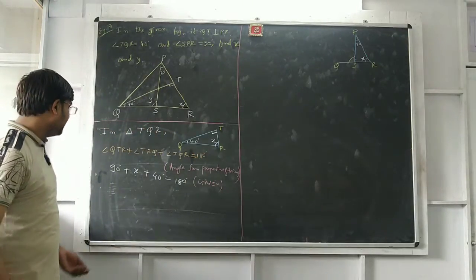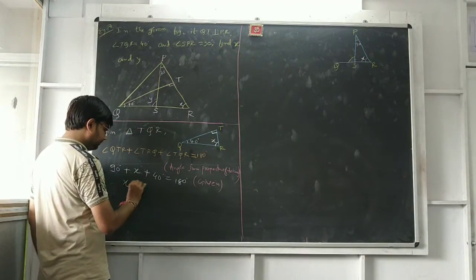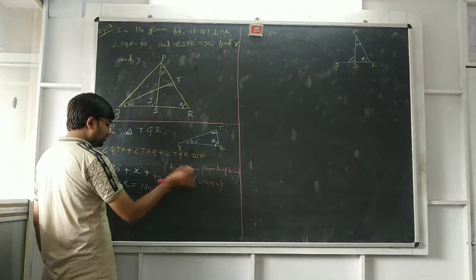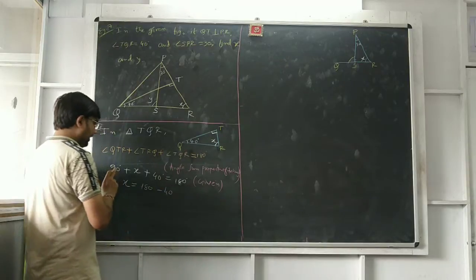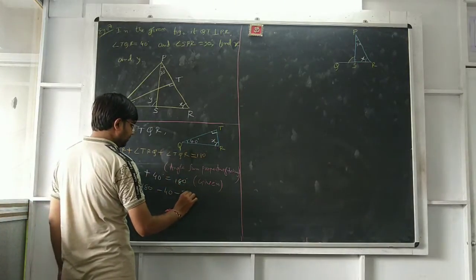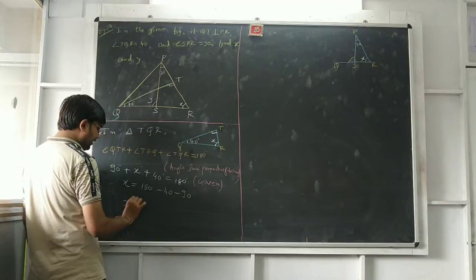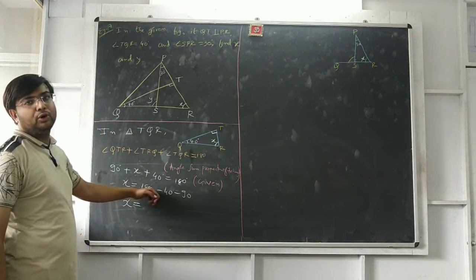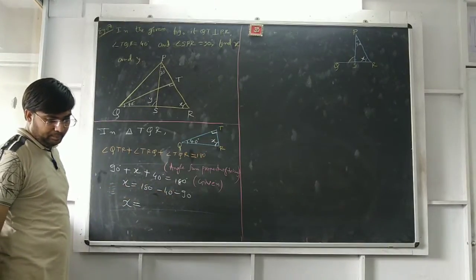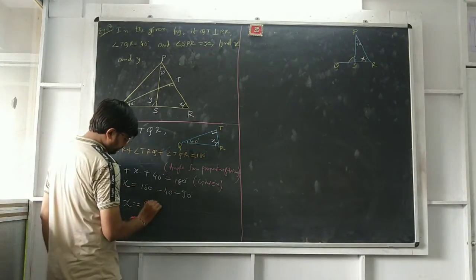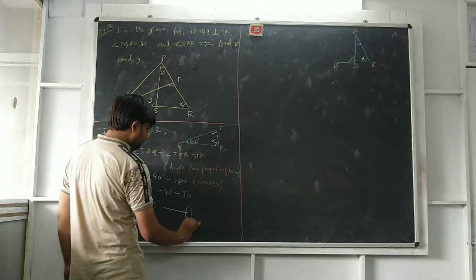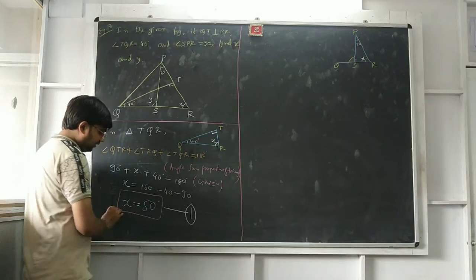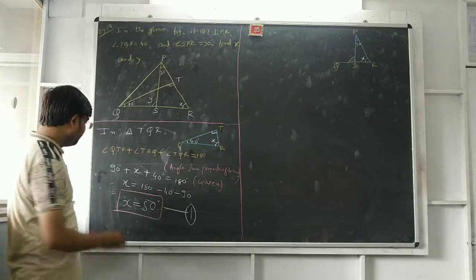Now I can take X is equal to 180, taking 40 to the opposite side with a negative sign, plus 90 to the opposite side with a negative sign. Then we get X is equal to 180 minus 40, which is 140, minus 90, that is 50. This is equation number 1. This is our first answer: X is equal to 50.